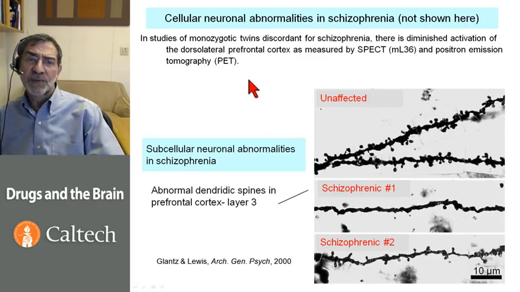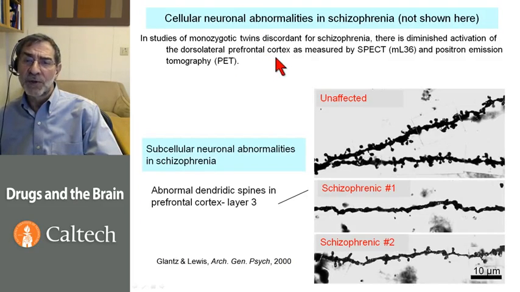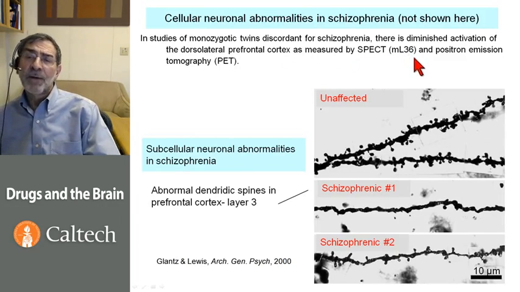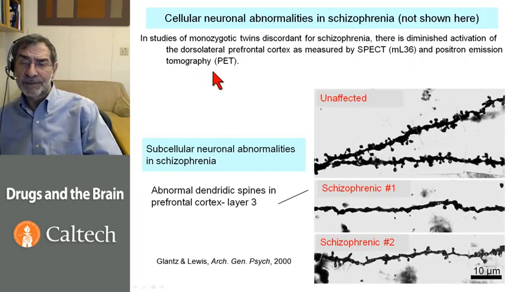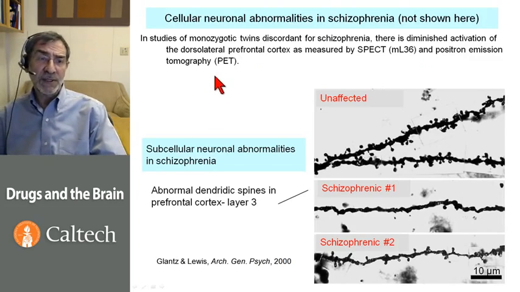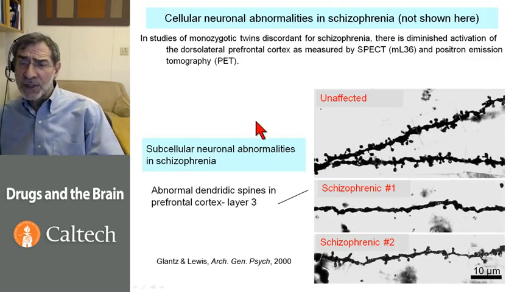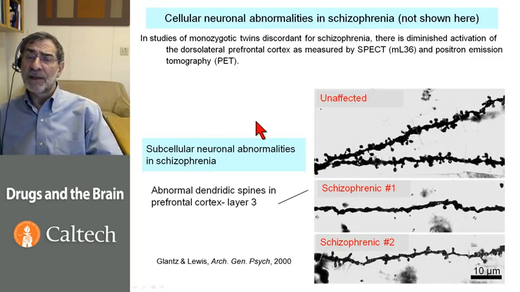Activity relationships show that the prefrontal cortex has less activity as measured by SPECT, and you can review this topic from mini lecture 36, or as imaged by positron emission tomography, PET. So there are overall changes in activity, and I'll get to those in the next slide as well. There also seem to be changes at the level of subcellular structure.